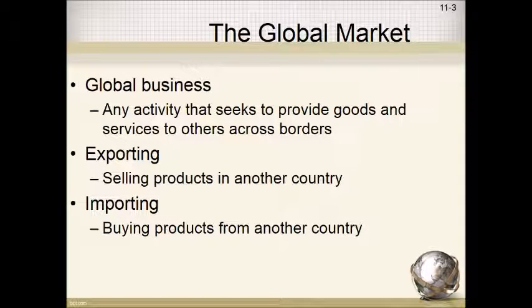Global business itself is defined as any activity that seeks to provide goods or services across borders. It does not always have to be a large company, as we may often think. There's also the issue of exporting, which is the selling of products in another country, and importing, which is when you buy a product from another country.